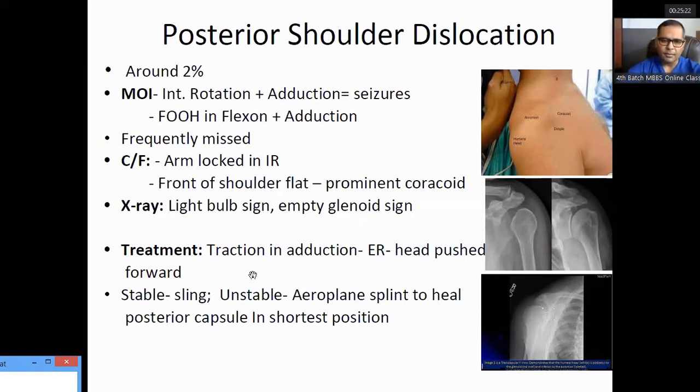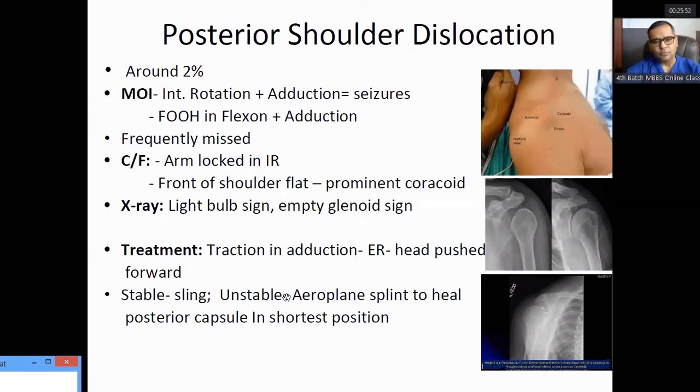So treatment: traction in adduction and axial rotation, and gently the head is pushed forward. Sorry, I forgot to say, in this lateral view, this is the scapular Y lateral view, in which the humeral head is lying posterior to the glenoid. Right here is the glenoid, and this is the acromion. This lies posteriorly. This is the posterior dislocation.